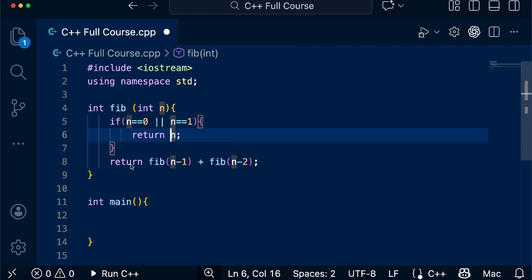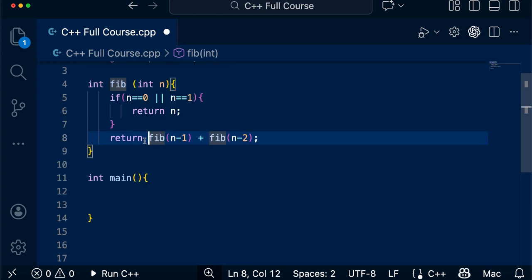Now if that's not the case, then what you do is return fib of n minus 1 plus fib of n minus 2. If you want to find the value for the second position, it's going to be 2 minus 1 plus 2 minus 2, which means it's going to be 1 plus 0, giving you 1. So if you want to find, let's say, the 6th position, you're going to have 6 minus 1, 5, then 6 minus 2, 4. Remember what was on the 4th position is 3, then on the 5th position it was, I think, 5, right? So when you add 3 plus 5, it should give you 8.